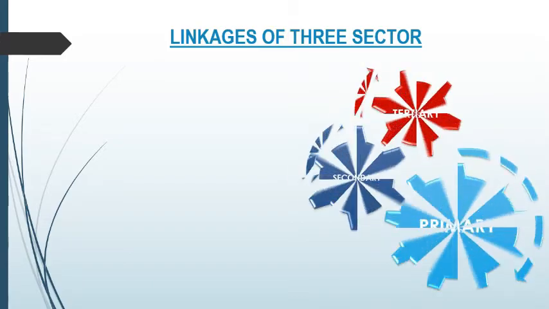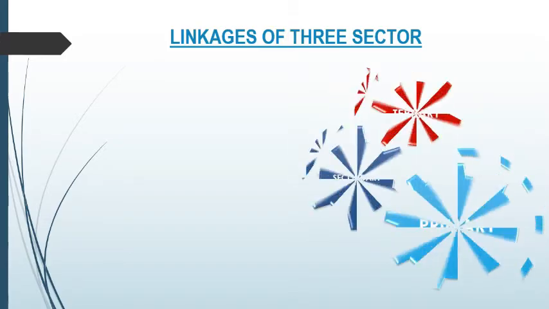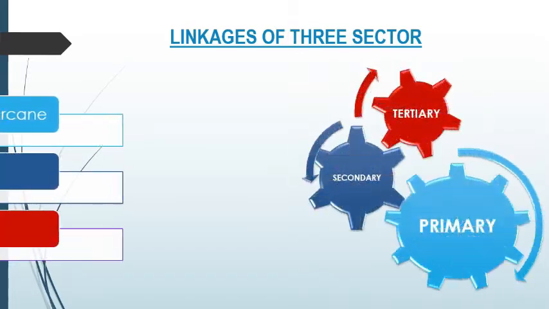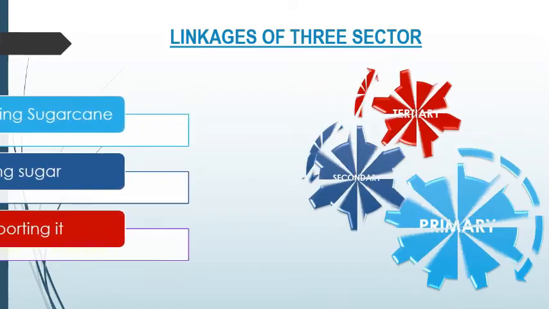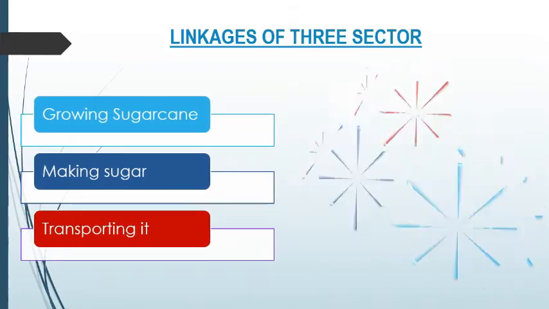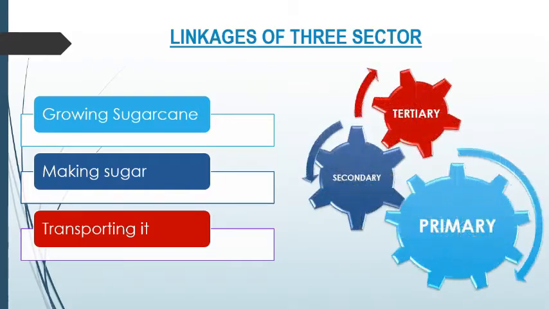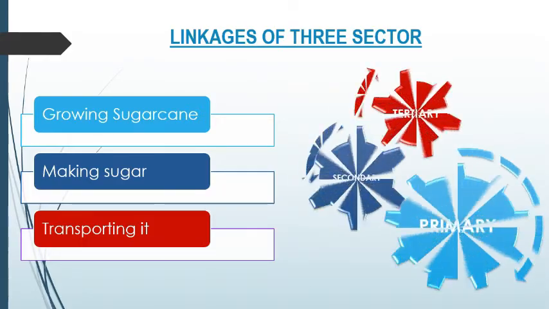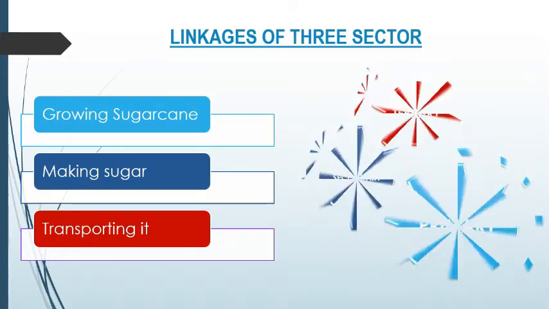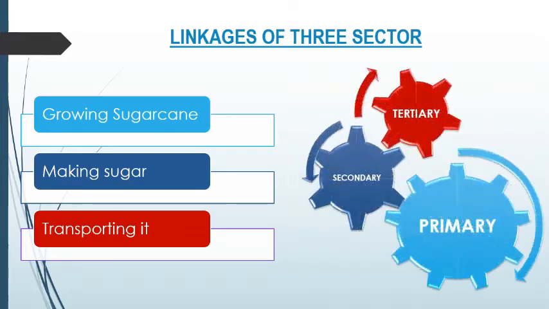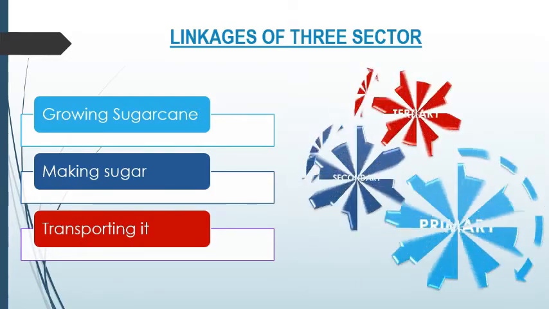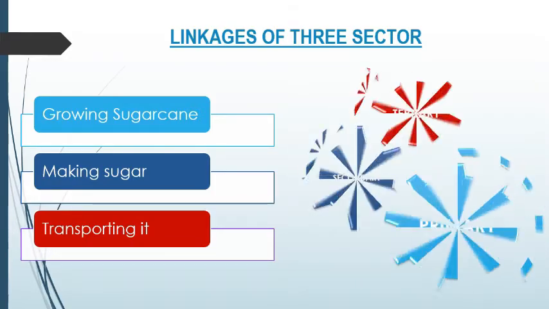For doing all these activities, we may require to talk to others over telephone or send letters or borrow money from bank for production and trade. Let's take an example of sugar. For production of sugar at primary stage, we need to cultivate sugarcane. At secondary stage, we need to process sugarcane in sugar mill, and then tertiary sector provides transportation facility at both primary and secondary stage. It also helps in selling of sugar by wholesalers and retailers.